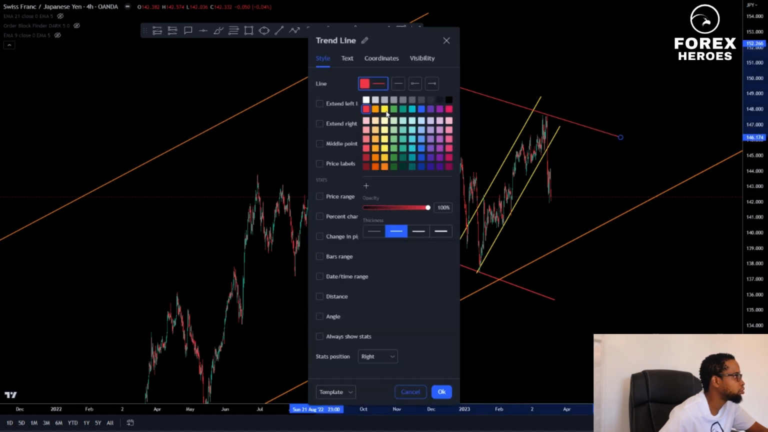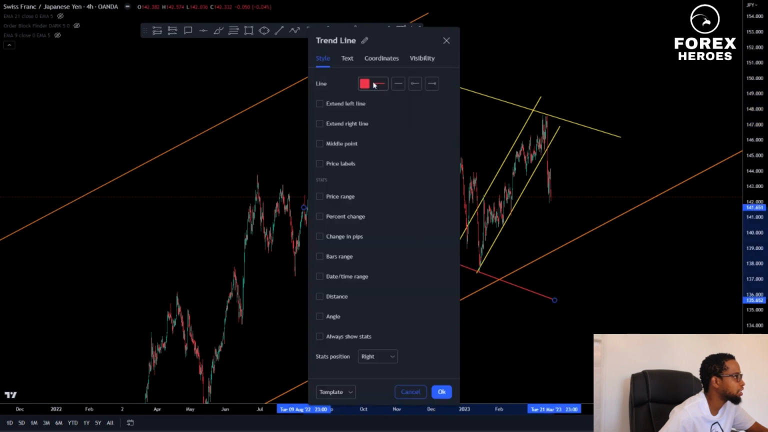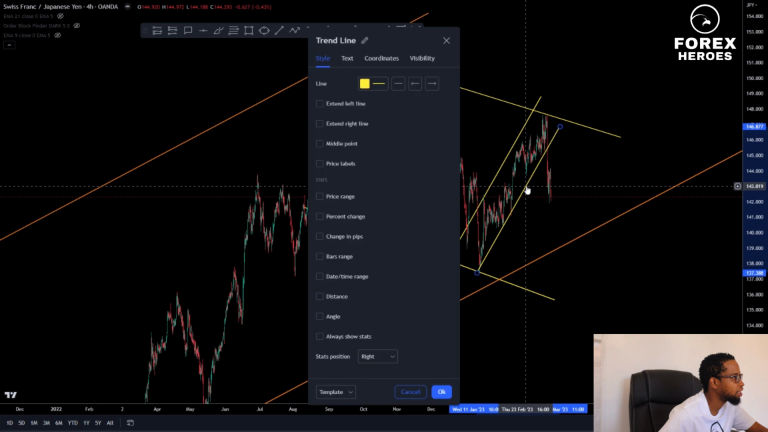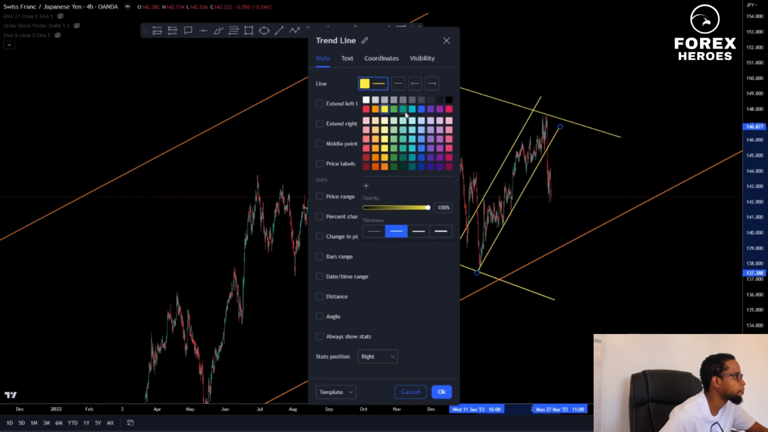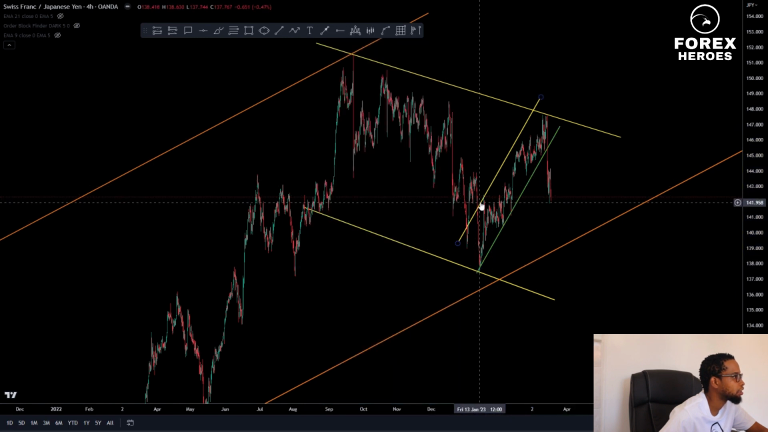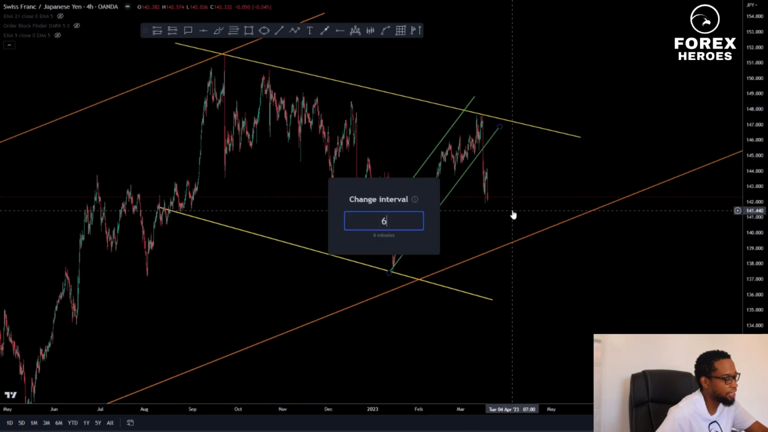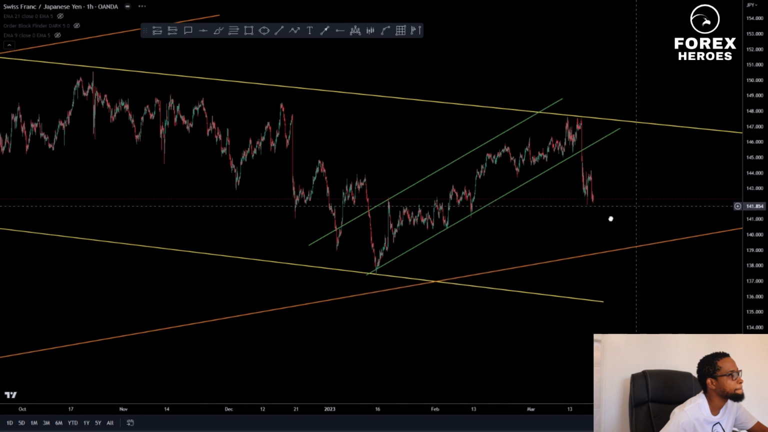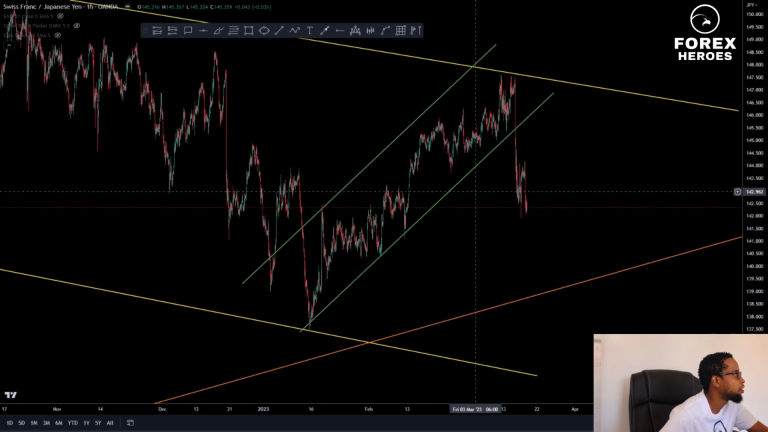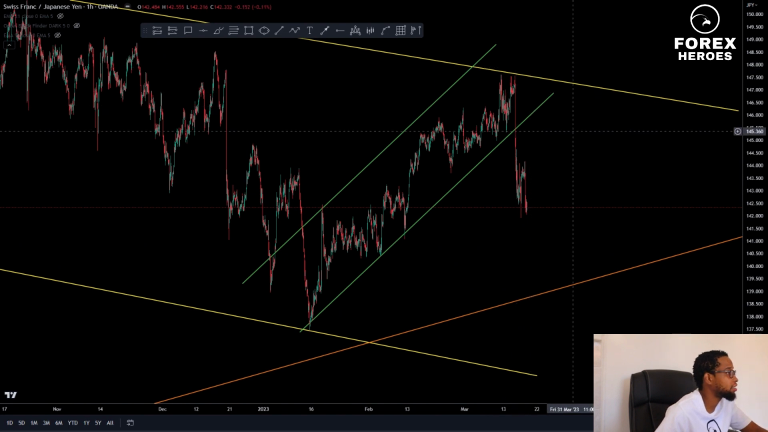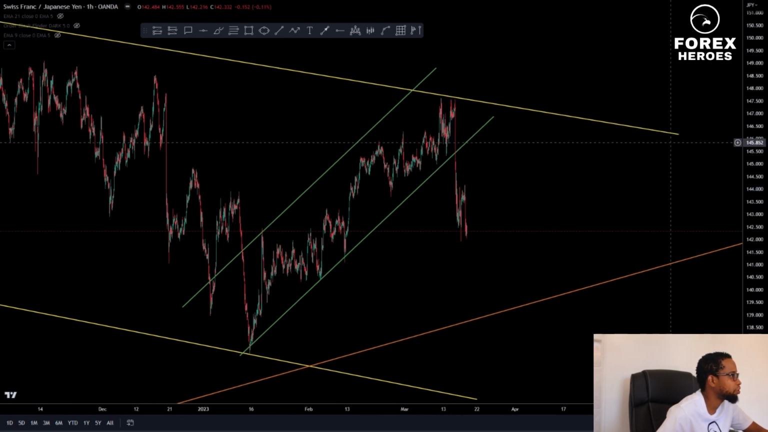So I like to use the yellow for the main channels. This one I'll use for the channel that is completed. Green, and then use red for others. Okay, fine. So now I'm on 4 hours, then let me go to 1 hour. I see that our channel currently is the downtrend, which is the yellow one.